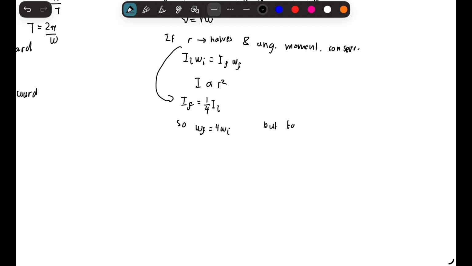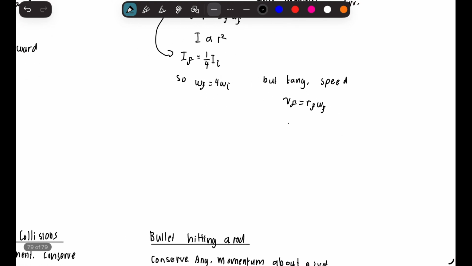But for your tangential speed, you're going to have that v f is equal to r f omega f. And you're going to have v f is equal to 1/2 r initial times 4 omega initial. This is going to be v f is equal to 2 v initial. So this means that v tangential doubles.